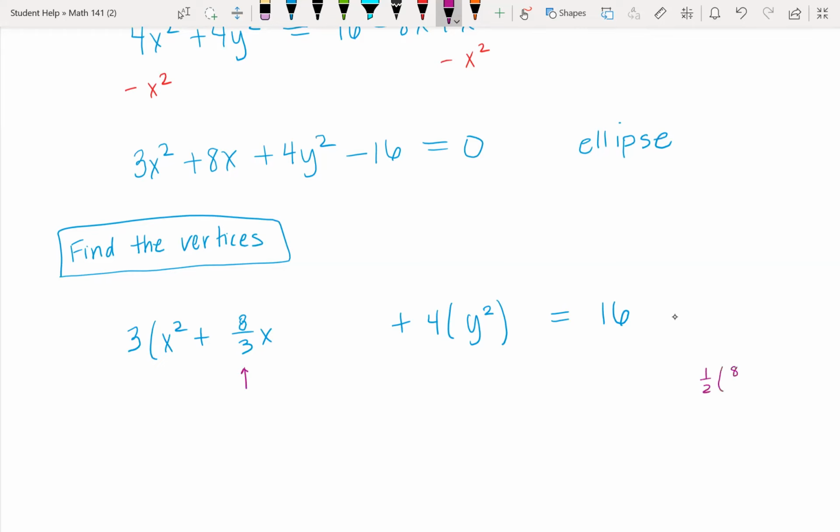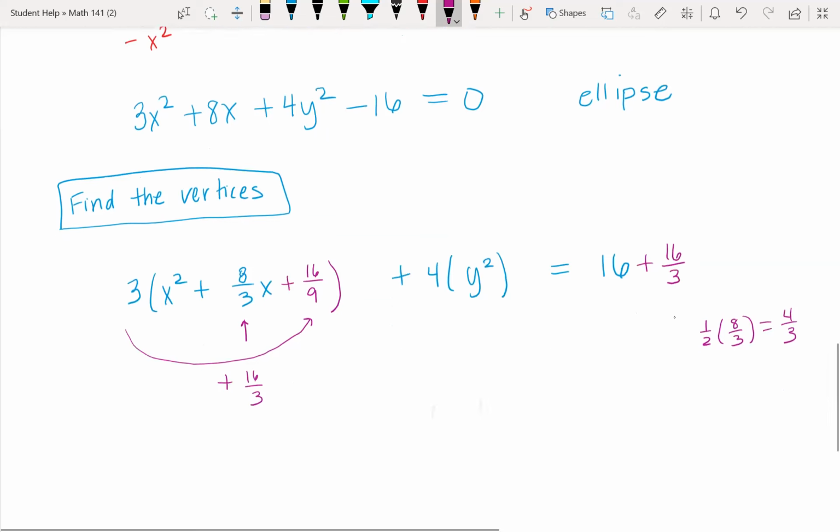Half of 8 over 3 is 4/3. We're going to square that and add it to both sides. So I'm going to put plus 16 over 9. But what I actually added was overall 16 over 9 times 3, which is 16 over 3. So I add 16 over 3 to the other side to keep it balanced.